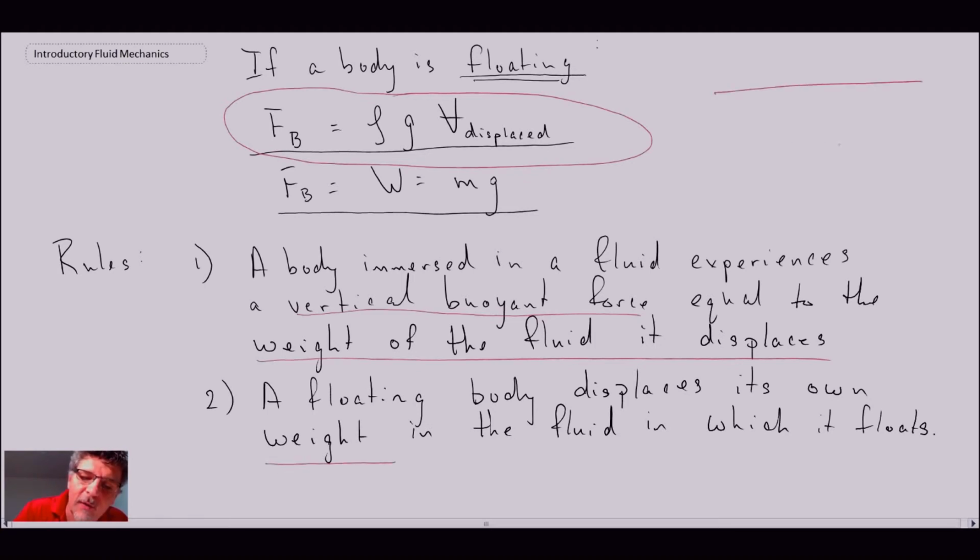So if you have some object floating here and it's not moving, what happens is you have the weight, but you also have the buoyancy force acting there, and if those two are equal, the object won't move. The buoyancy force is equal to the weight of the volume displaced of the liquid, and the weight is the weight of the object. And that gives you the equilibrium. So those are a couple of the rules that we have for buoyancy.